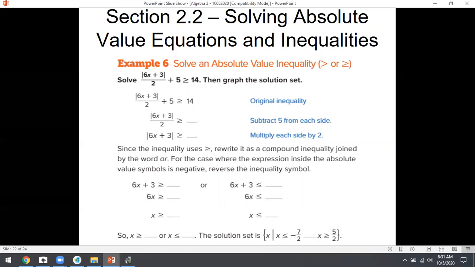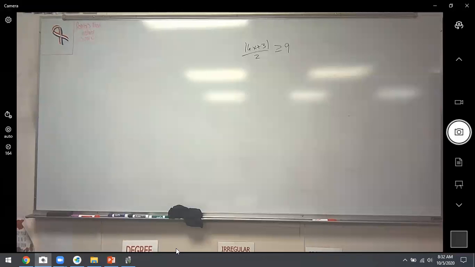Let's try one more. Example 6, same kind of deal. We got an absolute value thingy. This is a greater than or equal to problem, so it'll be very similar to the one we just did. Absolute value of (6x plus 3) over 2, plus 5, greater than or equal to 14. Right off the bat, I just moved the 5 over. There's really no point to have a 5 on one side and a 14 on the other. That's dumb. So, yeah, subtract the 5.